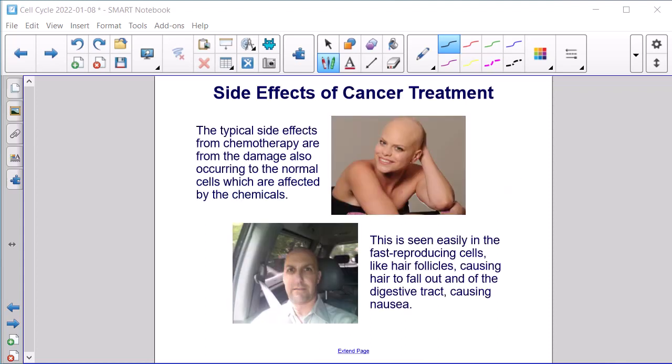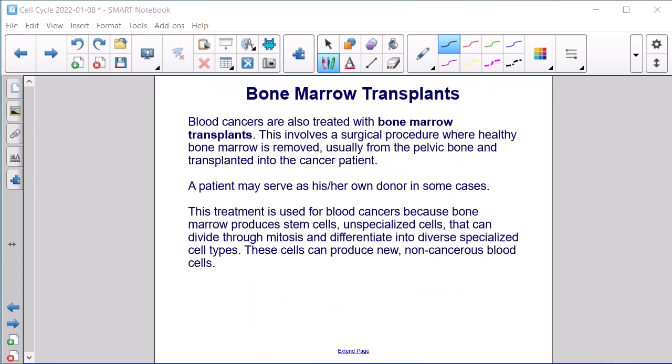Side effects of cancer treatment. The typical side effects from chemotherapy are from the damage also occurring to the normal cells, which are affected by the chemicals. This is seen easily in the fast reproducing cells like hair follicles, causing hair to fall out, and of the digestive tract, causing nausea. Blood cancers are also treated with bone marrow transplants. This involves a surgical procedure where healthy bone marrow is removed, usually from the pelvic bone, and transplanted into the cancer patient. A patient may serve as his or her own donor in some cases.